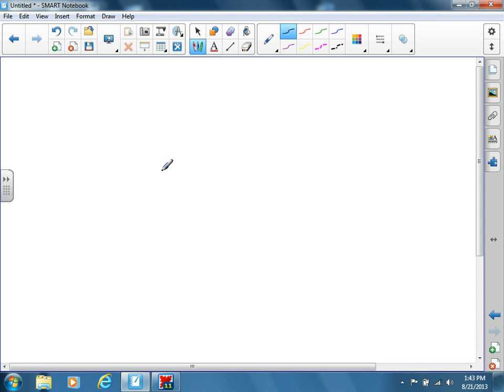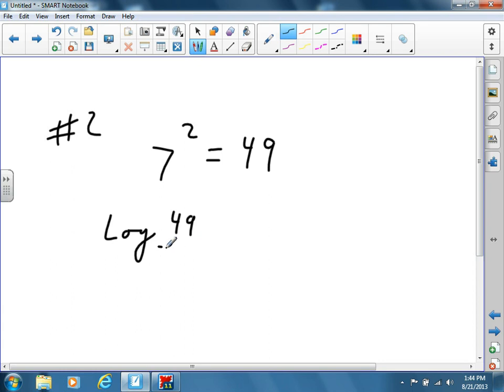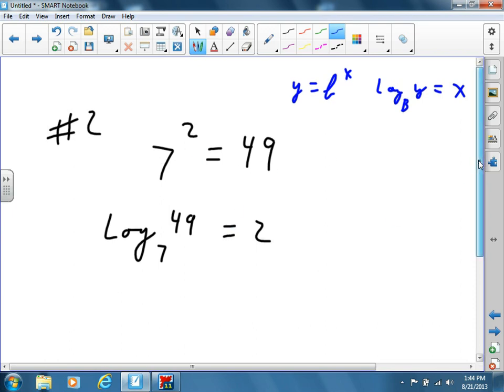Okay, so I'm going to look at problem number 2. I've got 7 squared is equal to 49. What I'm supposed to do is take this exponential form and write it as a log. So I'm going to say log of 49 base 7 is 2. All I did is take y is equal to b to the x and write it as log of y base b is equal to x. So all I'm doing is taking this and writing it that way. Perfectly okay. But the log is always going to be the big number?